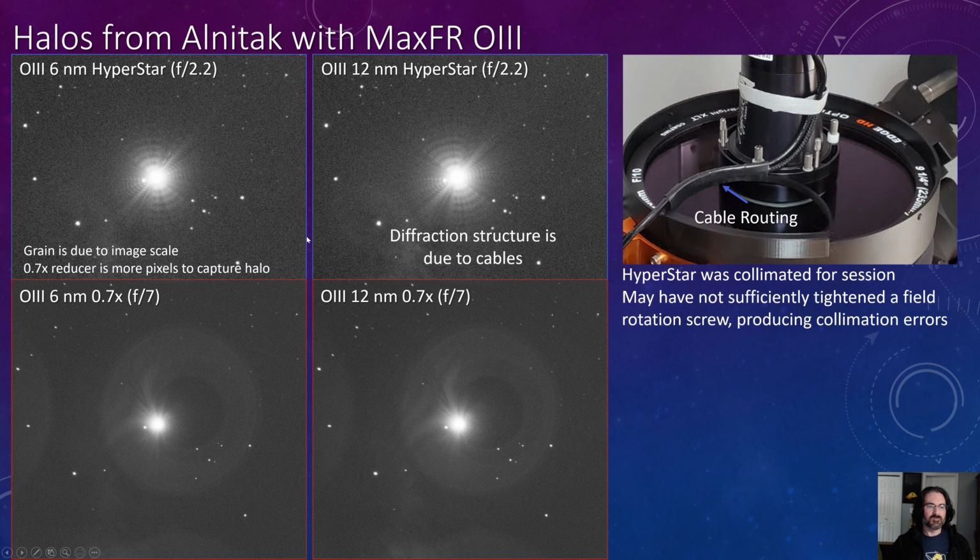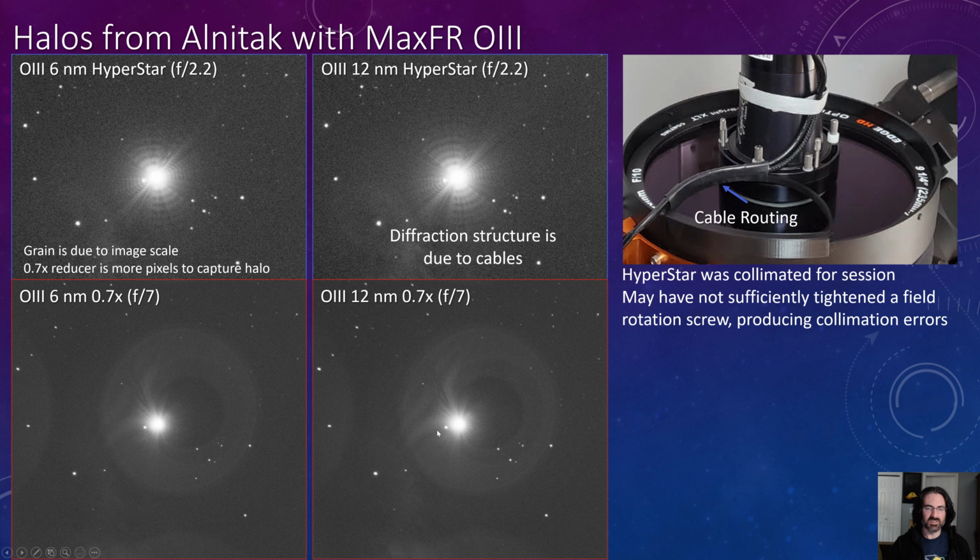If I look at this for the oxygen 3 filter, which is typically notorious for reflections, in the HyperStar for both bandwidths of filters, again we see this repeated pattern here. And I think that some of the spikes that we're seeing are a result of some of the cable routing. Now, when we look at the same filters but with the 0.7 reducer, again we're seeing this rather large reflection that seems to be very different from what we're seeing on the HyperStar.